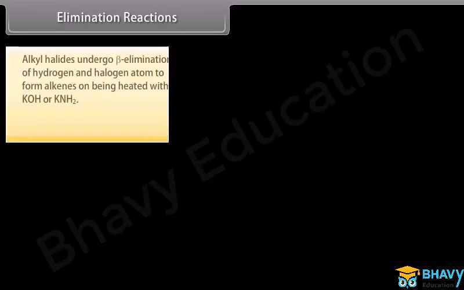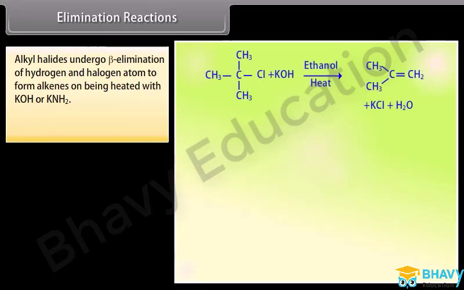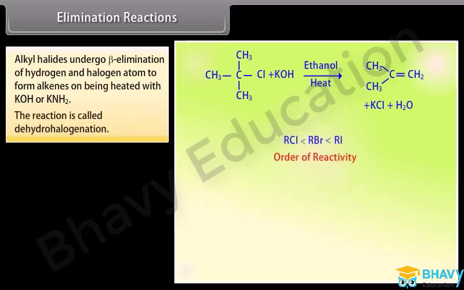Elimination reactions. Alkyl halides undergo beta elimination of a hydrogen and a halogen atom to form alkenes on being heated with KOH or KNH2. The reaction is called dehydrohalogenation.